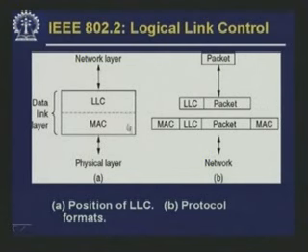Then it comes to the MAC sublayer, and the MAC sublayer will add its header. It may add some trailer also. This MAC header, the LLC header, and the original packet, the whole thing may constitute one frame, and then it is pushed onto the physical layer in the network.